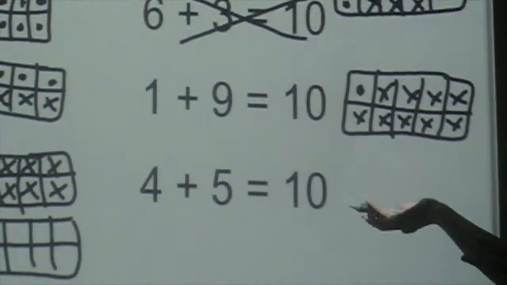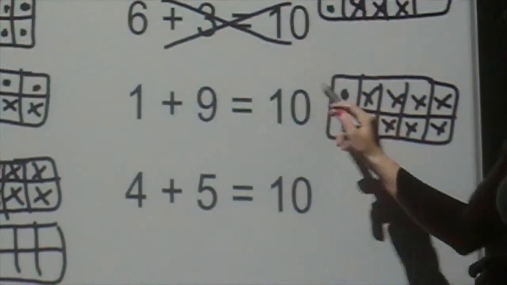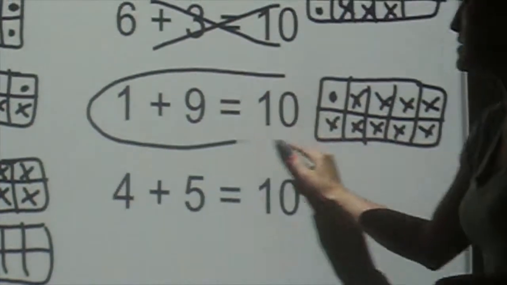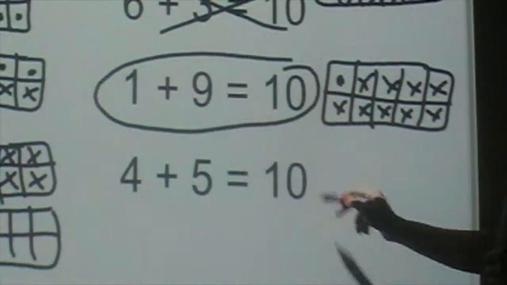And right away I can tell that this is 10 because my 10 frame is all filled up. So 1 plus 9 does equal 10. We want to circle that one. That is true. And our last one down here, 4 plus 5 equals 10.